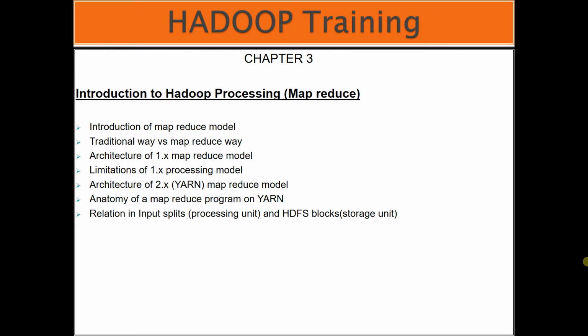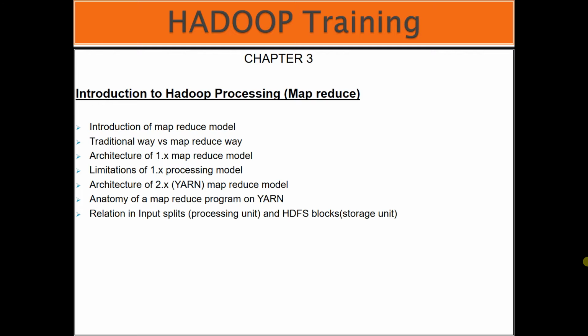We'll talk about limitations of 1.x processing model and architecture of 2.x, and then we'll go with the anatomy of a MapReduce program on Java. So again, in this anatomy, we'll see the logical flow, how a program flows from driver to resource manager to application master, and then how the program launches in container and is taken care of by node manager and all. So here we'll see all the logical flow and how they interact with each other. Then we'll see the relation between the input split, which is a processing unit, and the HDFS blocks, which is a kind of storage unit.